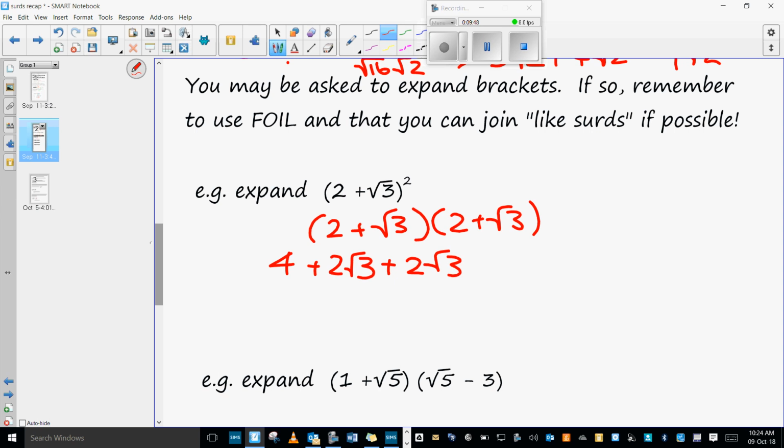And then root 3 multiplied by root 3 is 3. Okay? Then I can actually join these terms, so I get 7. And I can join these here and I've also got 4 root 3. So we've gone from an expansion of a FOIL where we're usually ending up with 3 terms to just 2. As long as you write your brackets out, you're going to make sure you get the right answer. You okay with that?